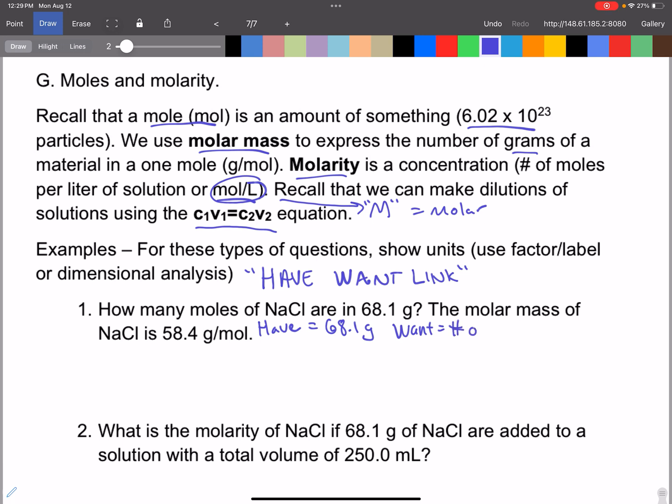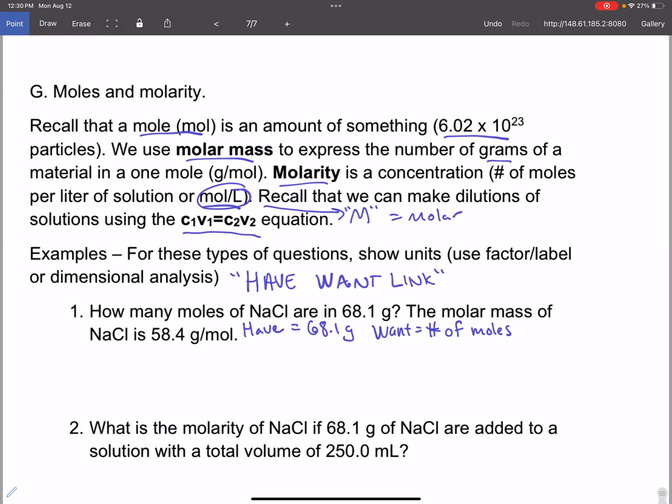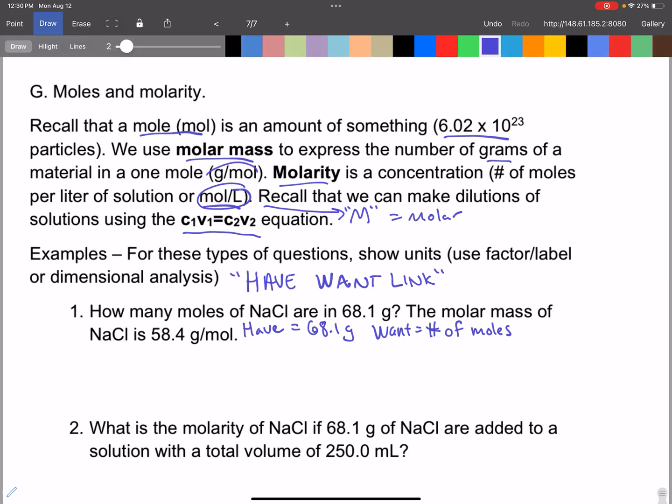So number of moles. And then what's the link? Well, the link is the thing that's going to link those 2 ideas together. We have grams. We want to get to moles. Well, what's going to link those together? If we look at our math up here, notice up at the top, we've got this grams per mole right here, and we often refer to that as the molecular weight, or molar mass, same sort of thing. So the thing that's going to link us here is the molar mass.